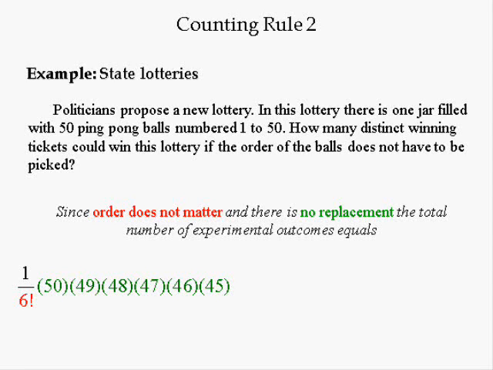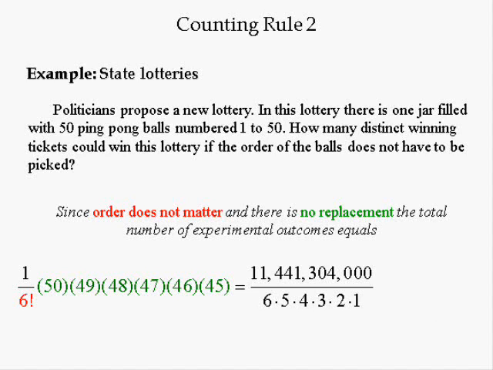After the first ball is picked, there are 49 left. After the second, there are 48 left. At third, there are 47 left. At fourth, there are 46 left. After the fifth, there are 45 left. The number in the numerator of the fraction was computed by multiplying 50 times 49 times 48 times 47 times 46 and 45, which is about 11.4 billion.